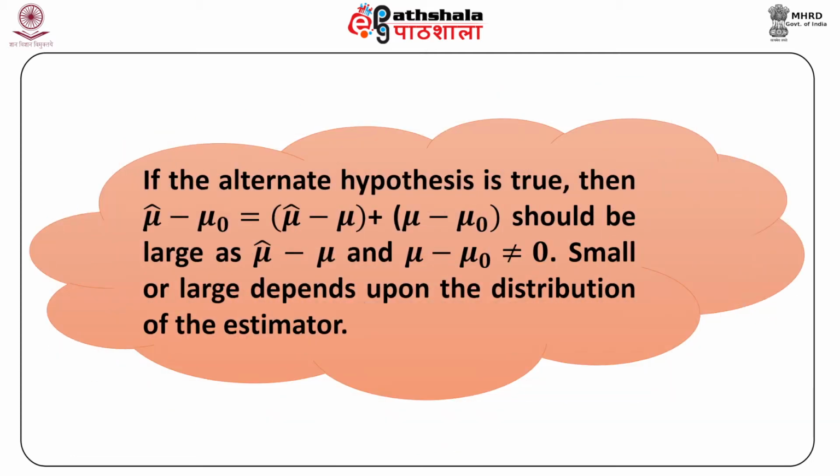If the alternate hypothesis is true, then mu hat minus mu 0 is equal to mu hat minus mu plus mu minus mu 0, and it should be large, as mu minus mu 0 is not equal to 0. So small or large depends upon the distribution of the estimator. Basically we are looking at the distribution of the parameter under the null hypothesis and under the alternative hypothesis. That is the underlying logic behind this explanation.